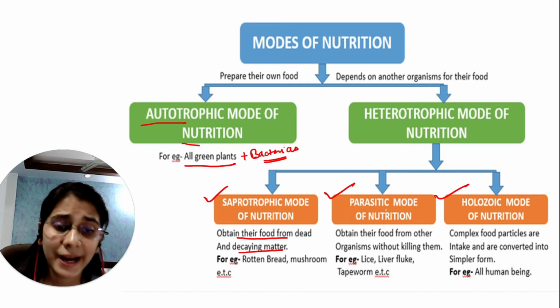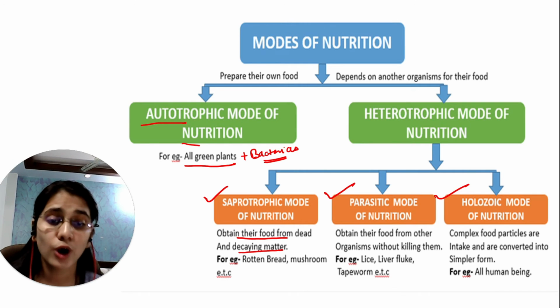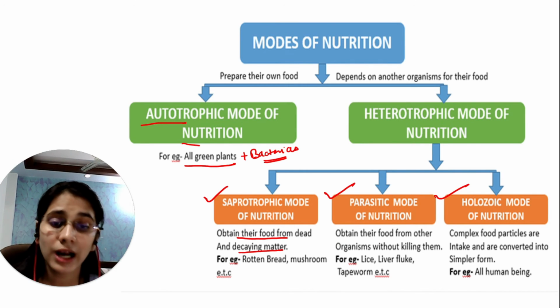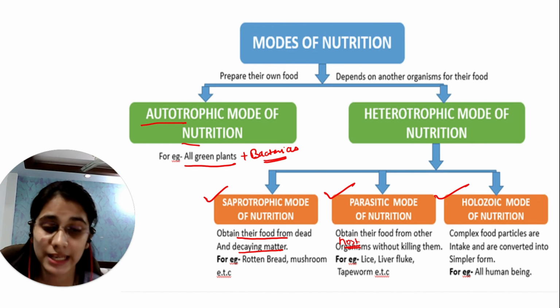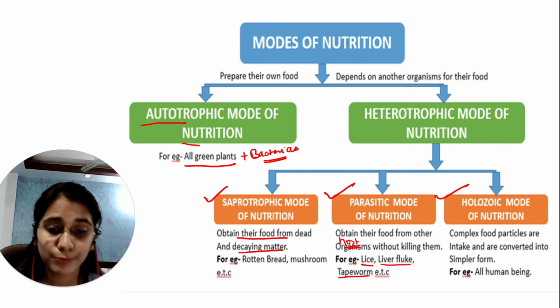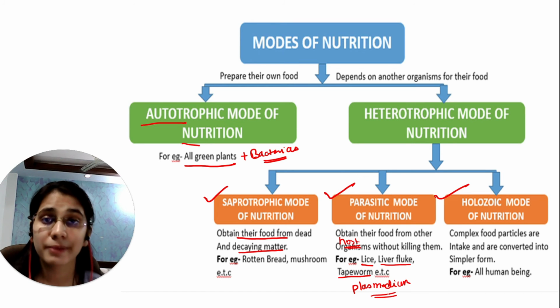Now, parasitic mode of nutrition. These organisms obtain their food from another organism, and that organism is called the host, without killing them because they are dependent on them. For example, lice, liver fluke, tapeworm, and also plasmodium. Do you know one species of plasmodium is a parasite that causes malaria.